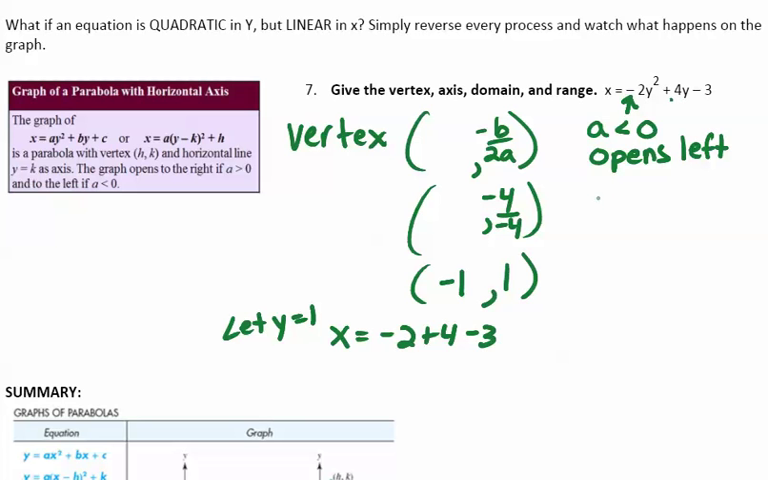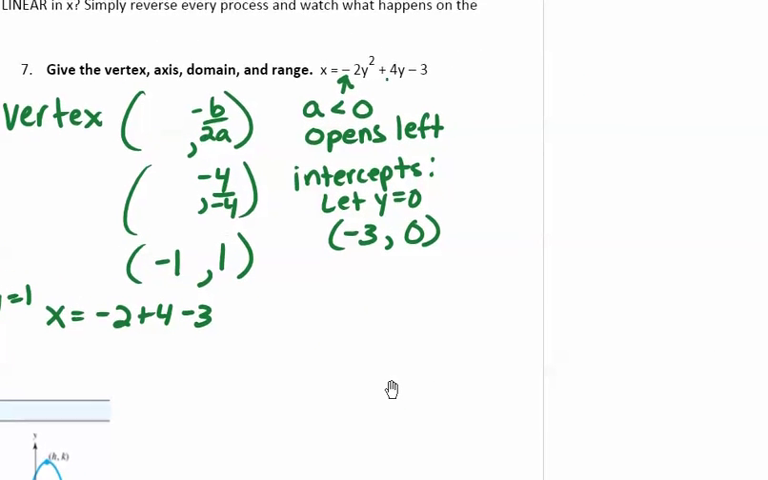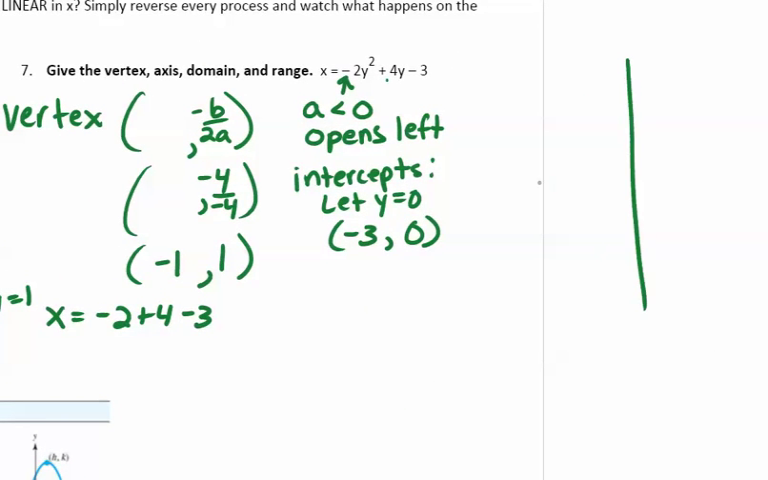An easy value would be our intercepts. So think what happens here if we let y equal 0. If we let y equal 0 in this equation, then x would be equal to -3. So now we know the vertex point and we know one of the intercepts. That alone should be enough for us to graph this parabola. So let's see what it looks like if we graph (-1, 1) as our vertex, and we have an intercept at (-3, 0).